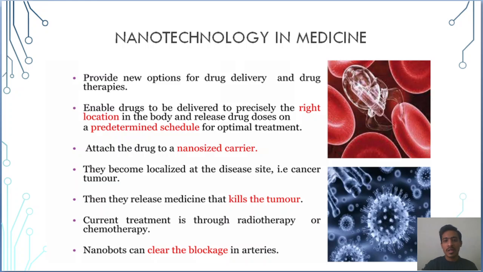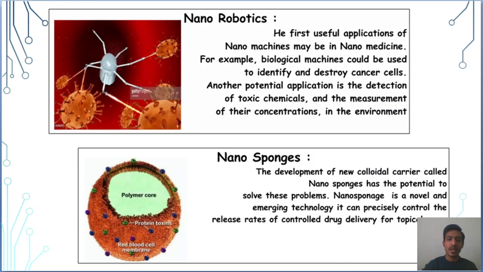In medicine, we can see that drug delivery methods and drug therapy methods use nanotechnology to enable drugs to be delivered to precisely the right location. Nanorobotics and nanosponges are used to engineer the cells or to correct tissue engineering.